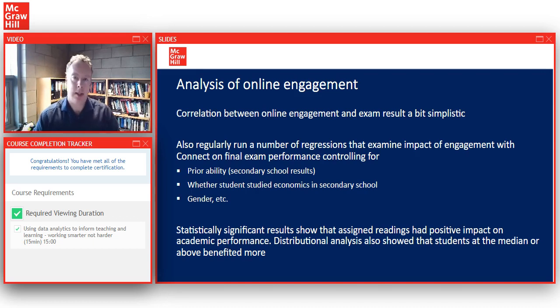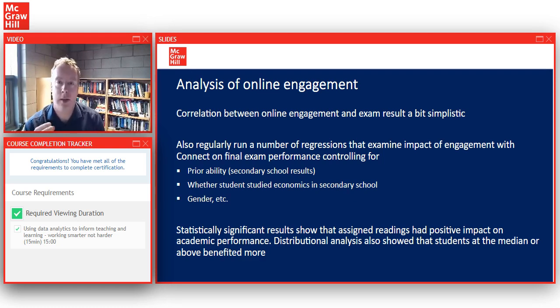Like Bo, that's a very, very basic correlation. And because I'm in economics, we like playing around with data. So we have run lots of regressions on, is it just online engagement or what are the other things?